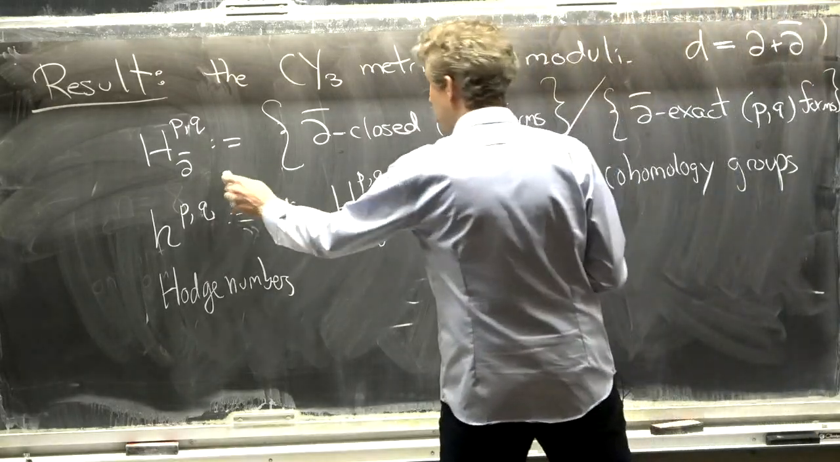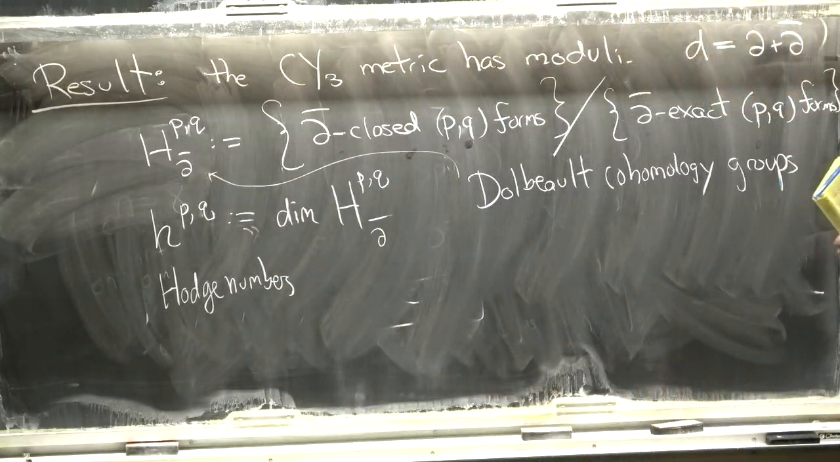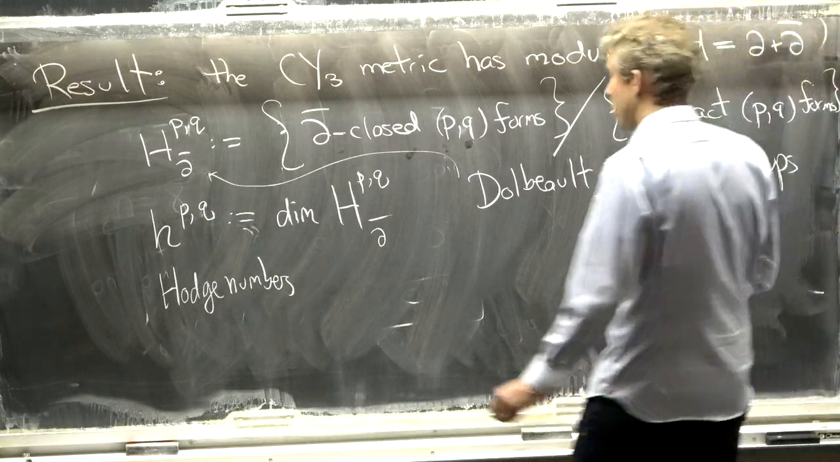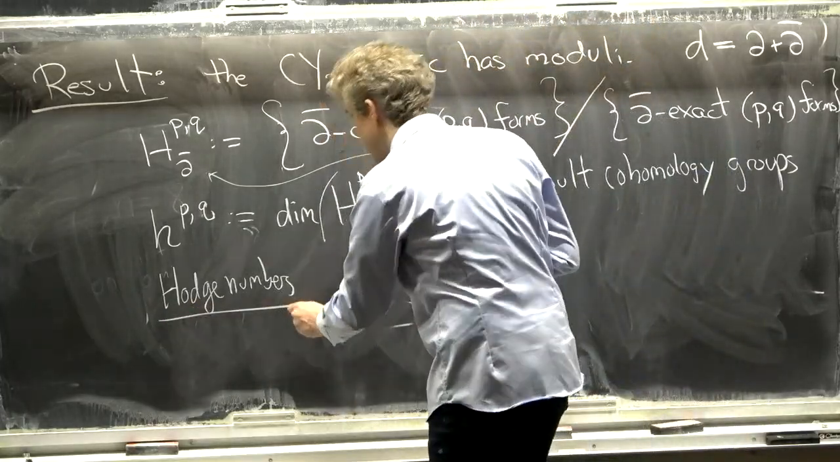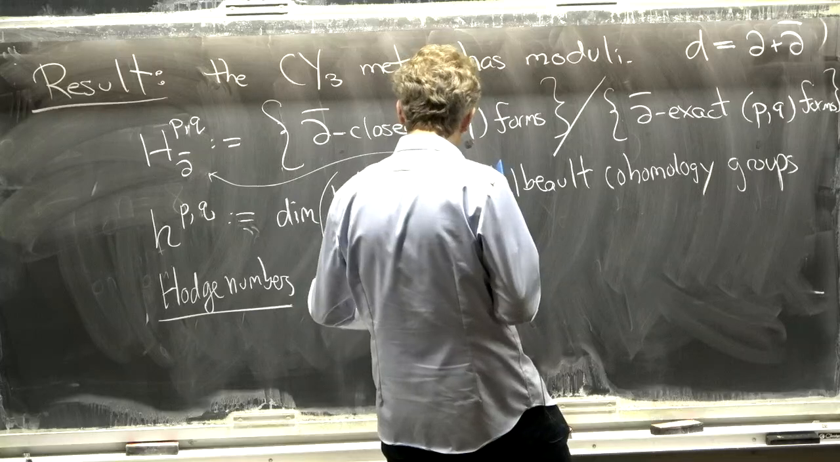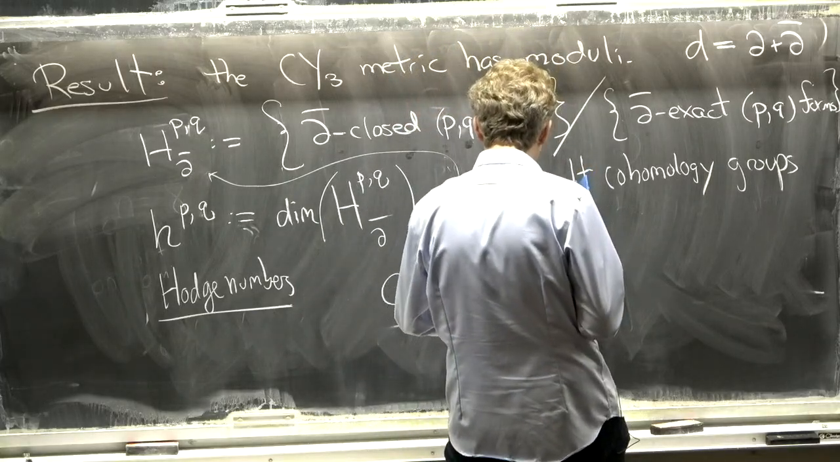So this is a Dolbeault cohomology group, and the dimensions of these groups, viewed as vector spaces, are the Hodge numbers. The ones that are relevant for a CY3 are H^{1,1} and H^{2,1}.